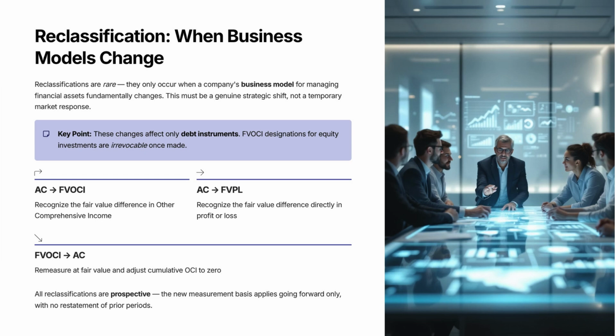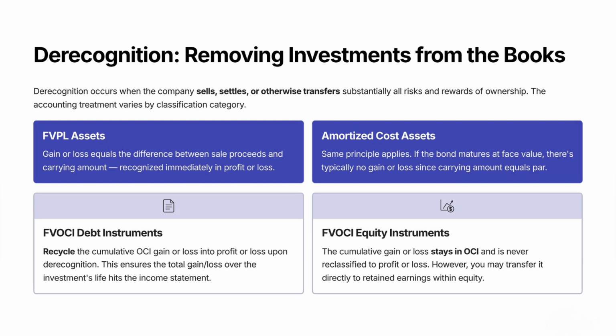Once reclassification is done, the next step in the investment's life cycle is derecognition, removing it from the books. Derecognition occurs when the company sells or settles the investment. For FVPL assets, the gain or loss is the difference between sale proceeds and carrying amount, recognized in profit or loss. For amortized cost assets, the same idea applies, the difference between book value and proceeds. If the bond matures, there's typically no gain or loss.